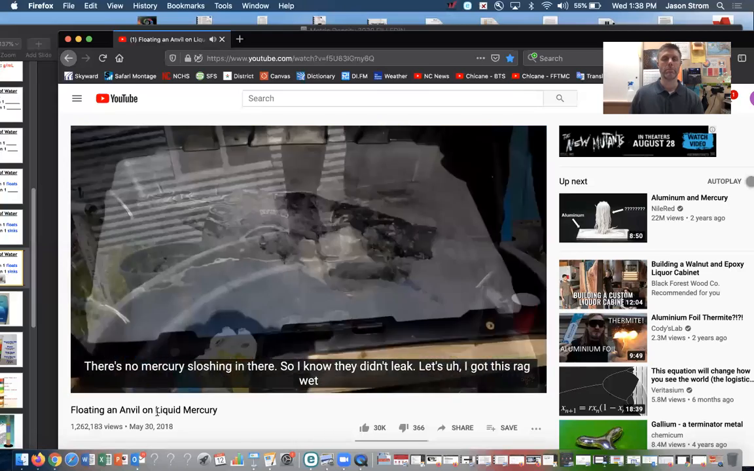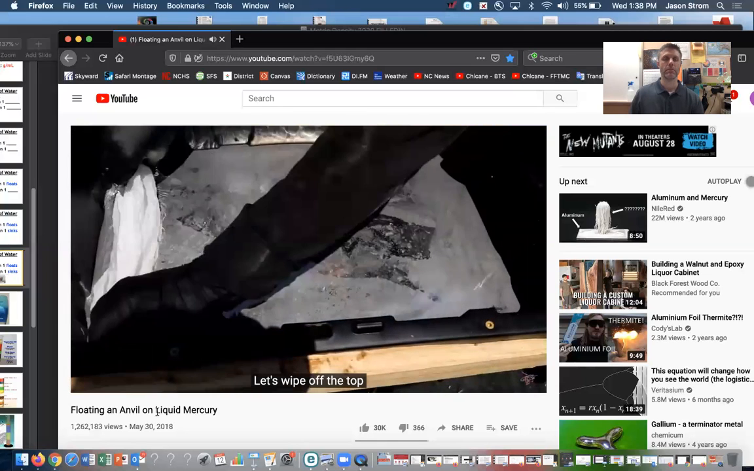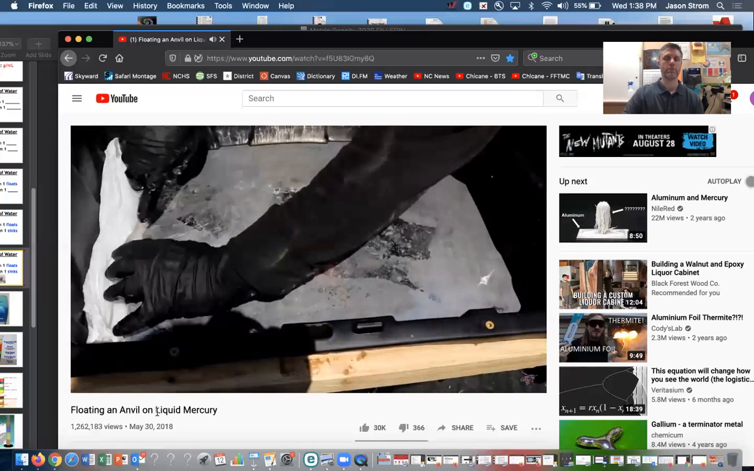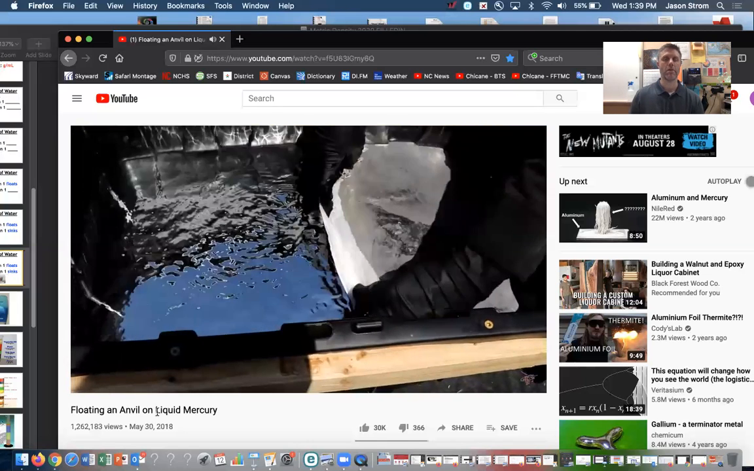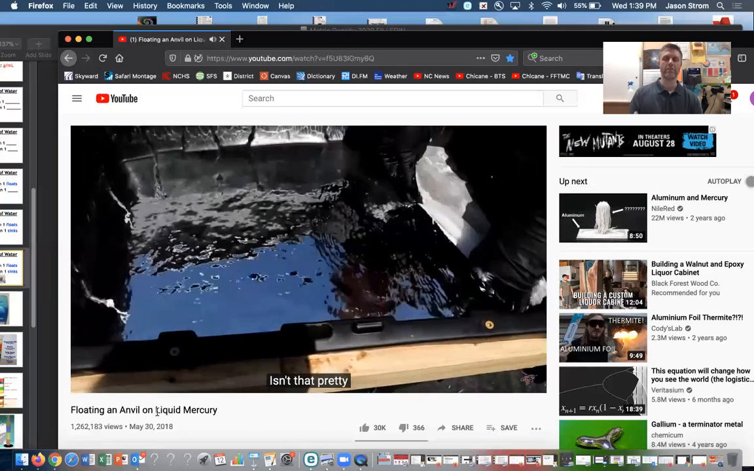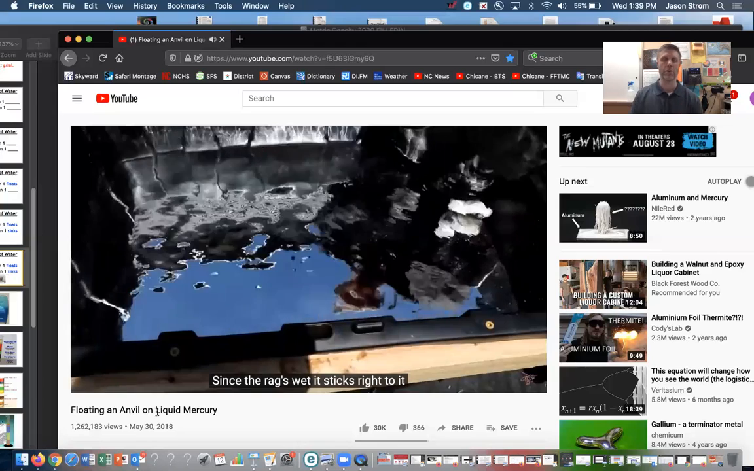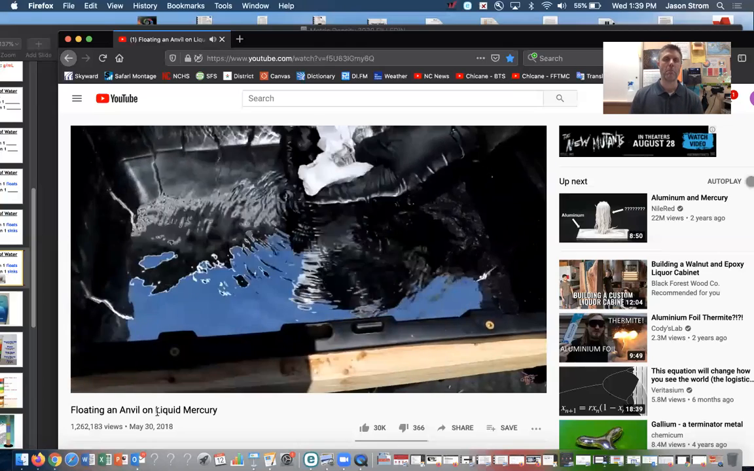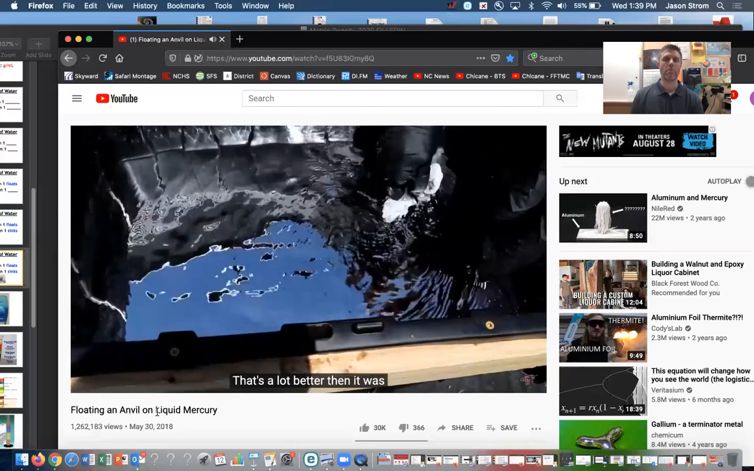I got this rag wet. Let's wipe off the top. Get all that oxides and stuff off of there. So the mercury reacts with the air, and that's what's creating those oxides. It's kind of like a tarnish. Since the rag's wet, it sticks right to it. Don't get all of it, but it's a lot better than it was.